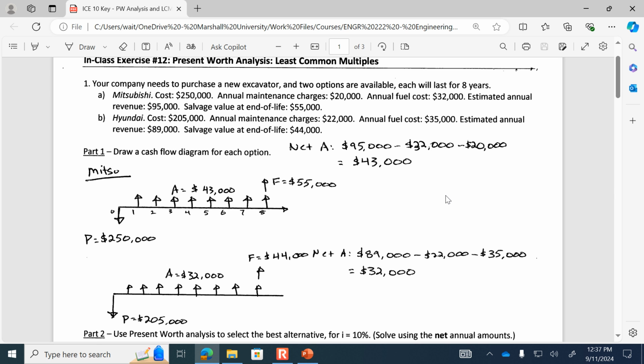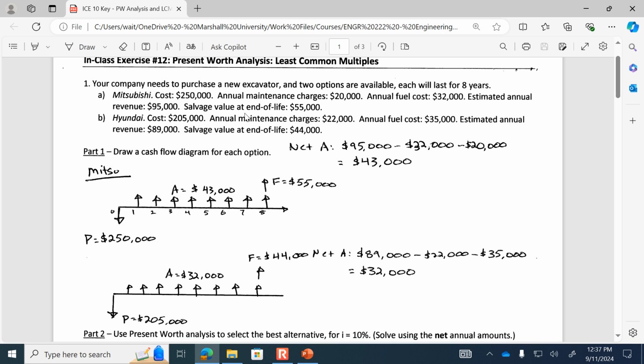So for these cash flow diagrams, it's okay if you want to draw separately the maintenance charges and the fuel cost and the revenue. Like you can depict all of those, but what I did in calculating the net amount was simplify the cash flow diagram to look like what I'm going to need in order to calculate the present. Like it's simplest to just find P given A a single time rather than find P given A for each of these 3 annual amounts. The maintenance charges, the fuel costs, and the revenue.